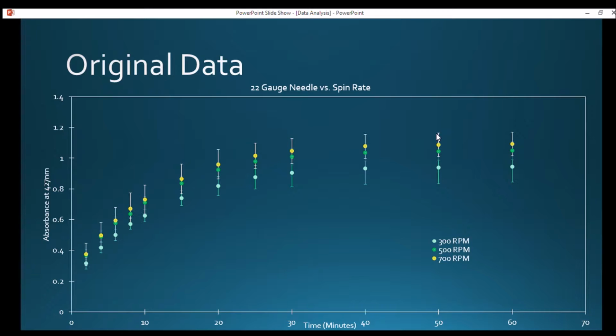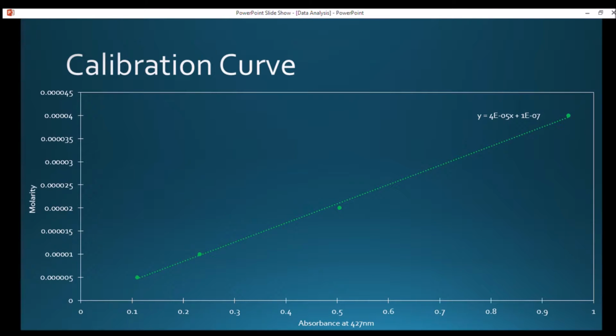And that follows a trend like we would expect. In order to get our data into any useful sort of form, we use this calibration curve where we took different concentrations of our solution and measured the absorbance at 427 nanometers to compare it to molarity. Using the trend line that we got here, you can plug in an absorbance and get out a molarity and convert all of the other data.